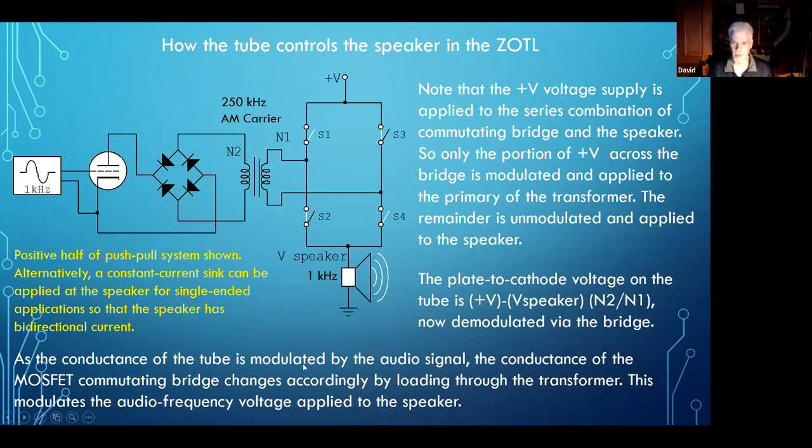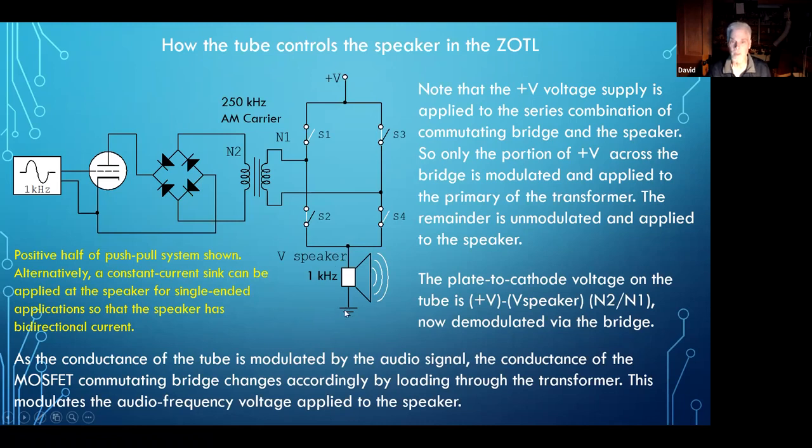As the conductance of the tube is modulated by the audio signal, the conductance of the MOSFET commutating bridge changes accordingly by loading through the transformer. This modulates the audio frequency voltage applied to the speaker. So let's just say the tube turns on hard, shorts out. That presents a short circuit here, so it shorts this part of the circuit out. So that applies the plus V directly to the speaker.